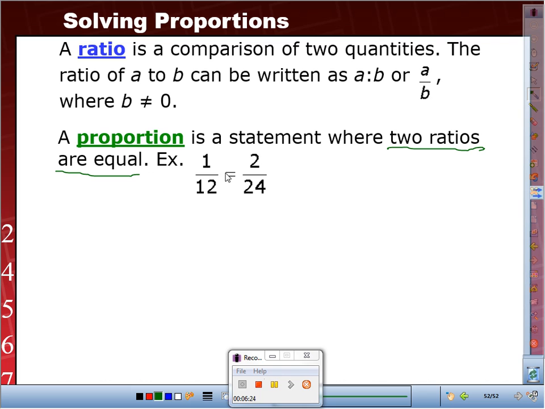Proportion. Copy the example. Proportion: two ratios are equal. Example, 1/12 equals 2/24. Do you guys agree with that proportion? Yeah, because if I wrote it the other way around, 2/24, if I reduce it, it becomes what? 1/12. Let me give you another example.